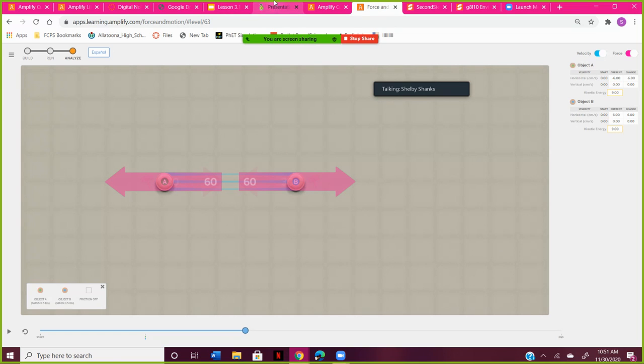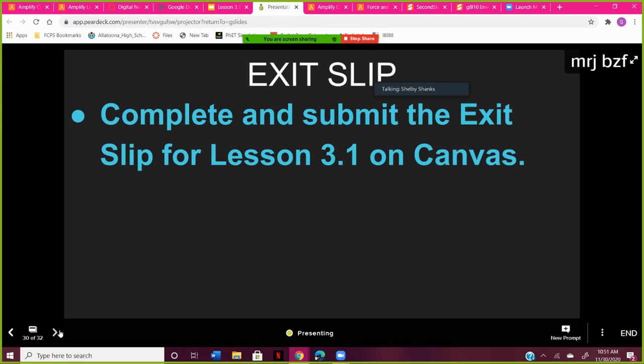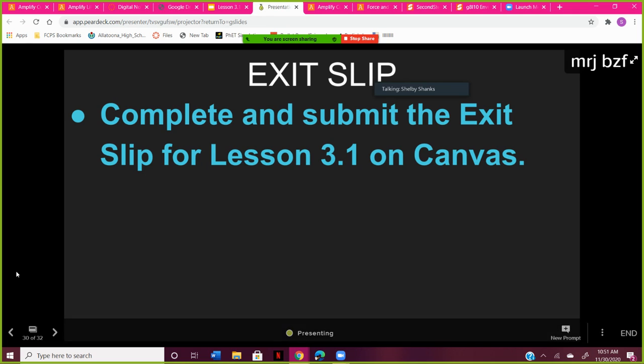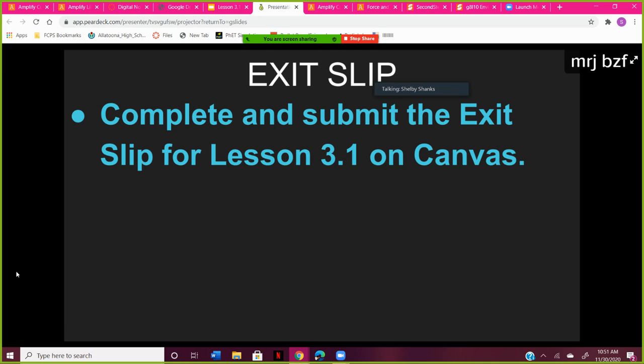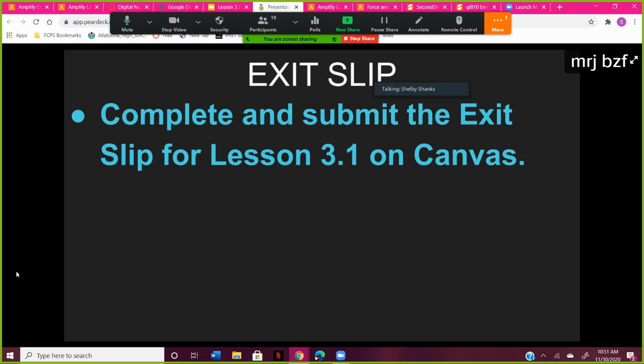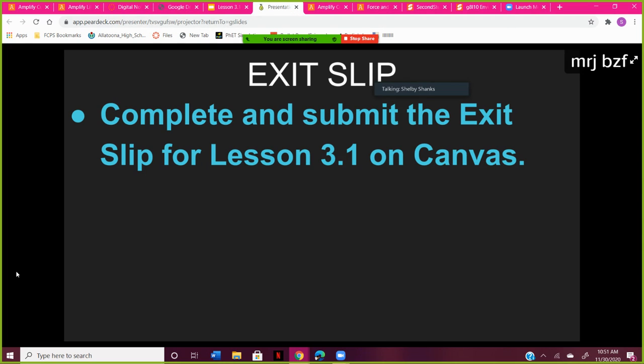All right, there is no table that you need to fill out, but there is a question. So make sure that you do those 5 different collisions and then answer that question at the bottom. I'm going to let you have time to do that. After you get done with that, you're going to do the exit slip for lesson 3.1 on Canvas. So these are the last 2 things that you need to do. If you can get them done in the next 15 minutes, because that's how much time we have left of this class, then that's perfect and you won't have to do anything after class.